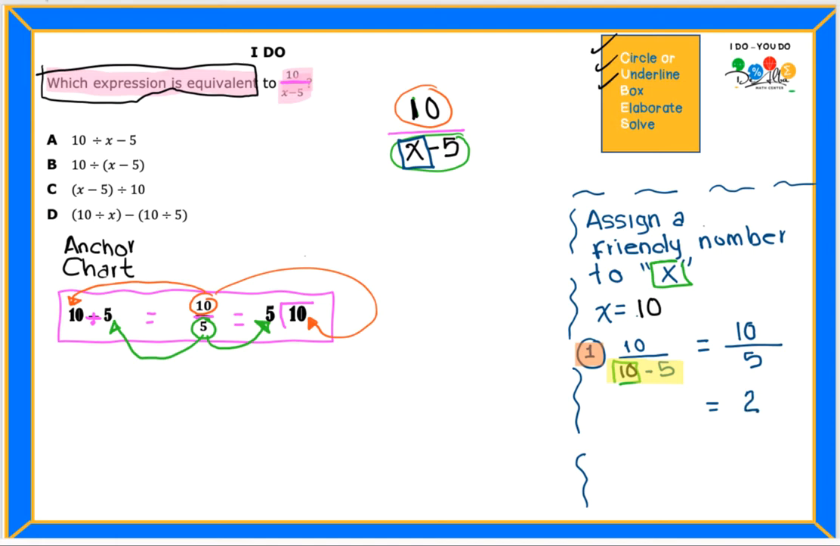What this means, guys, is that if x equals 10, and remember, this is a value that we assign just to figure the value, if the x is a 10, the whole expression will be equal to 2. That's when we work it out.